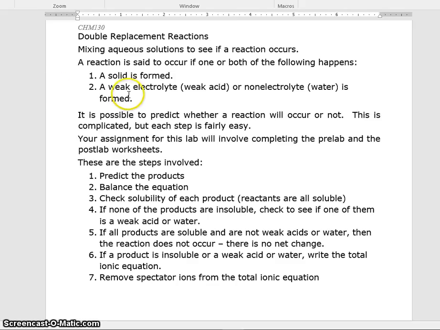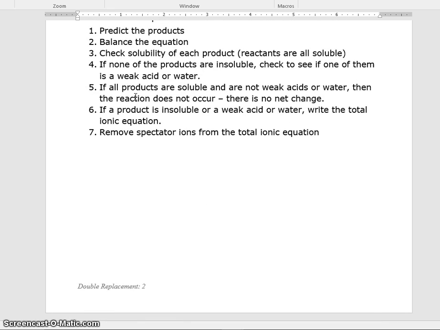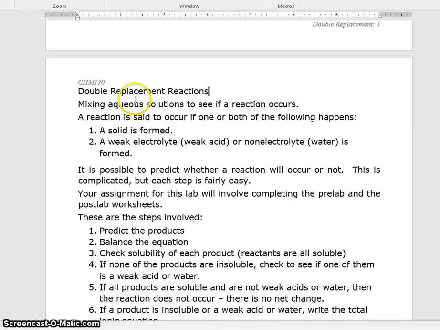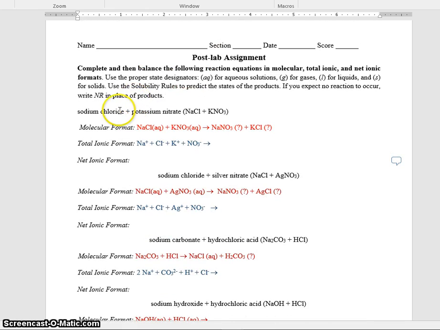Okay, so I will do the first 4 reactions in the post-lab assignment. So let's go up there. Where is it? Okay, so here we are. Here's the post-lab assignment, and hopefully you can see this.